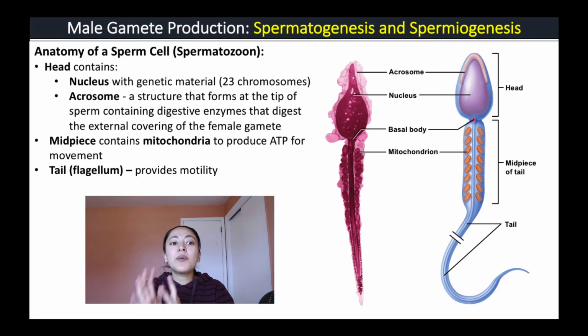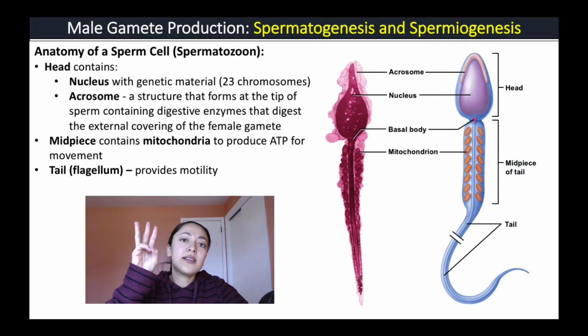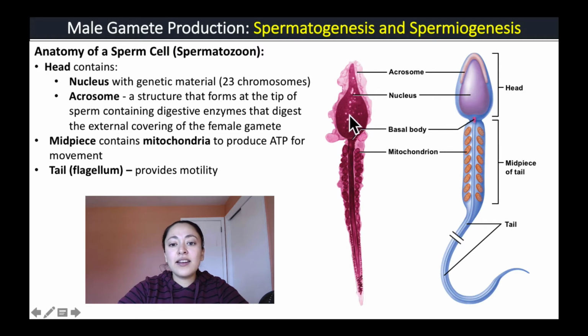Let's look a little bit at the anatomy of a sperm cell, or spermatozoan. So they consist of 3 parts. We have the head here, the mid-piece here, and then the tail at the end. The head mostly contains just the nucleus, so the genetic material. And then there's a little cap, a little vesicle or structure that forms here called the acrosome.